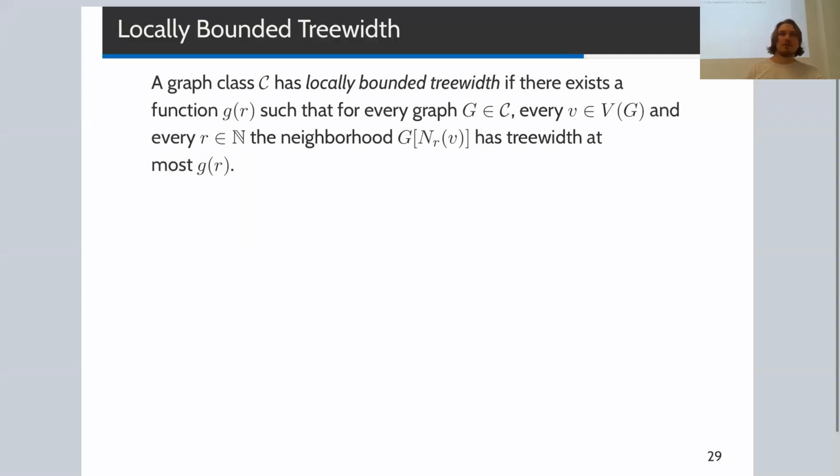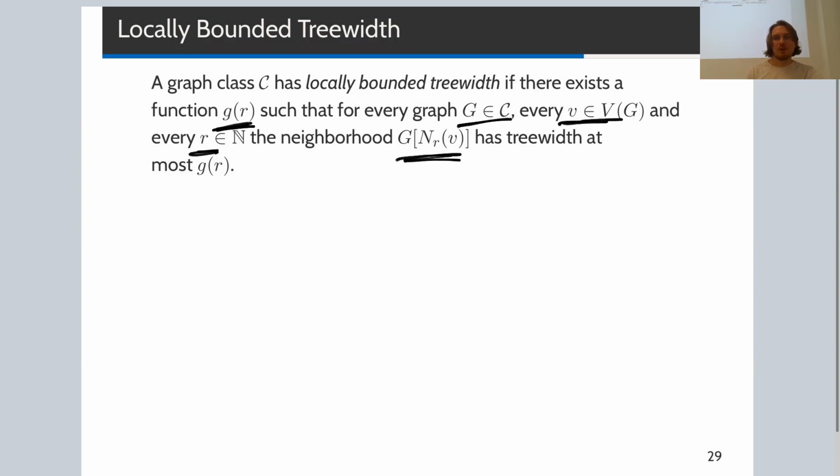So locally bounded tree width basically means that the tree width of every radius neighborhood is bounded as a function of the radius. So it states the graph class has locally bounded tree width if there exists a function g of r such that for every graph in the graph class and every vertex of this graph and every r, the neighborhood has tree width at most g(r). So we take an r neighborhood within our graph from the graph class, and the tree width of this r neighborhood should depend only on the radius r.